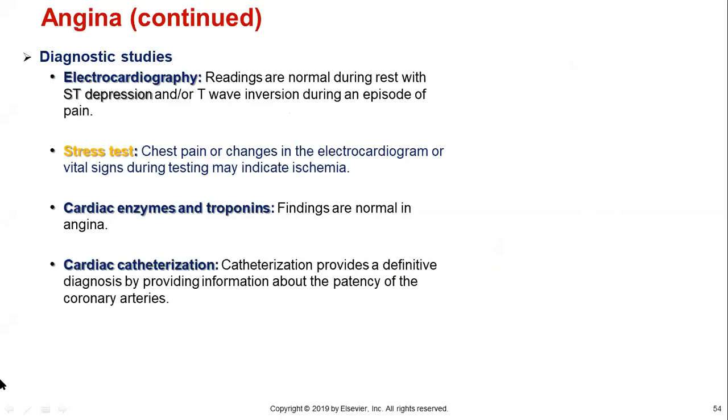And the stress test: chest pain or change in EKG or vital signs during the testing may indicate ischemia. So you can have your patient walk on the treadmill and put on the EKG, and you can see what changes occur during exertion or walking. So chest pain or change in EKG or vital signs when they walk indicates ischemic change.